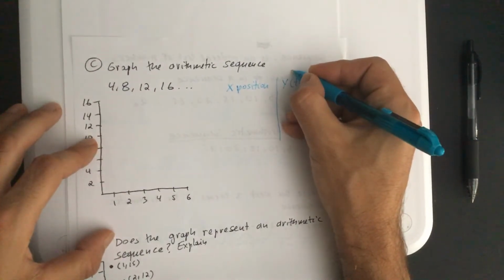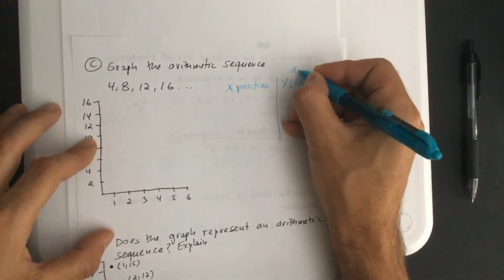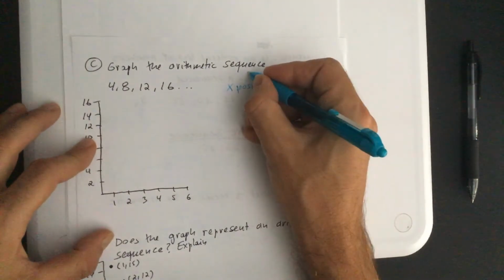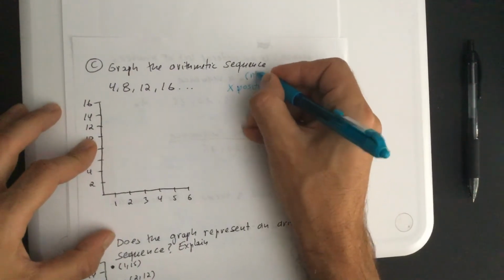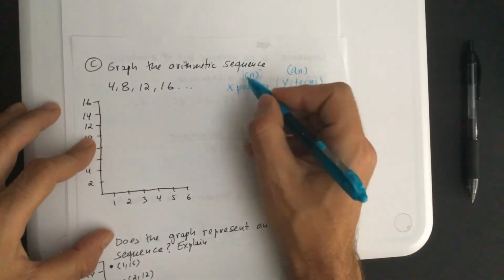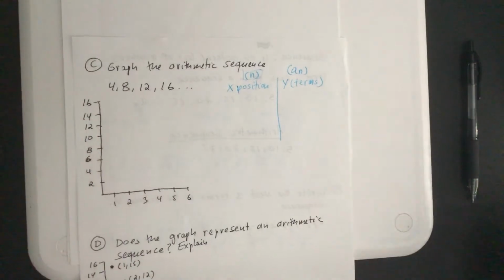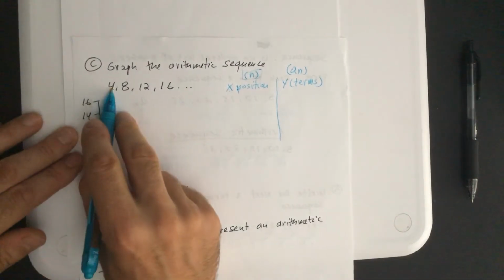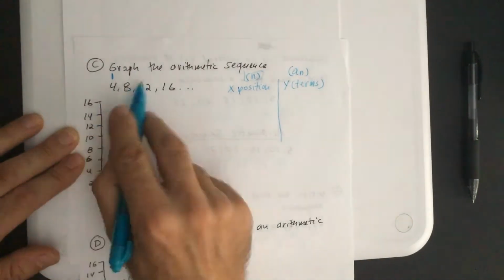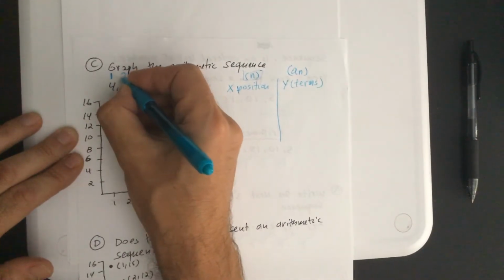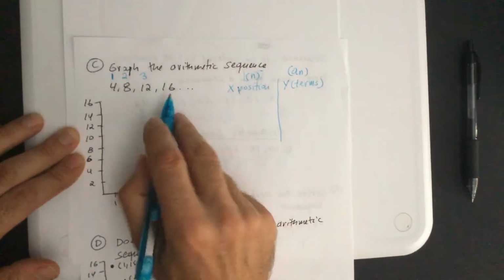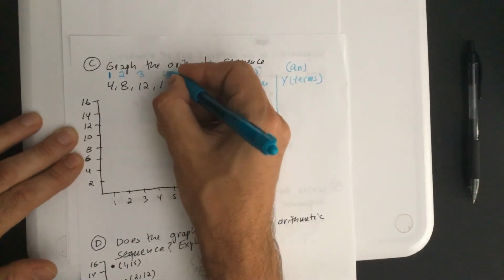Now, sometimes you call it y, or you can call it a of n, and the x, they can call it n, the position. So you can call it this, or x, or y. They are interchangeable. So, for example, this is my first number, right? So the position will be 1. This is my second number. The position will be 2. This is my third number. The position will be 3. And this is my fourth number. The position will be 4.